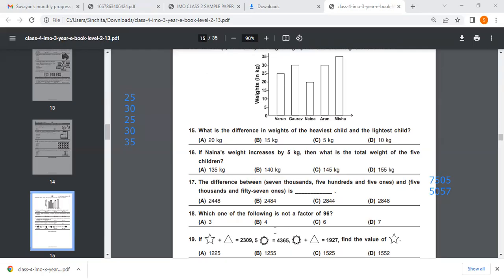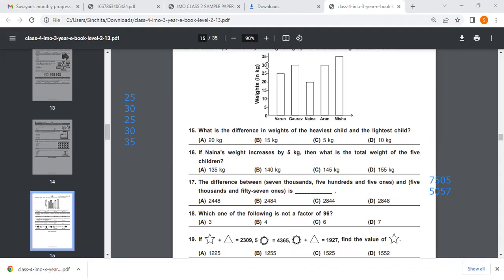Yes, ma'am. It is written, which one of the following is not the factor of 96. We have to divide this number. When we divide 96 by 3, it is coming 0. When we are dividing 96 by 4, it is also 0. When we are dividing 96 by 6, it is coming 0. The answer will be 7 because it cannot divide directly.